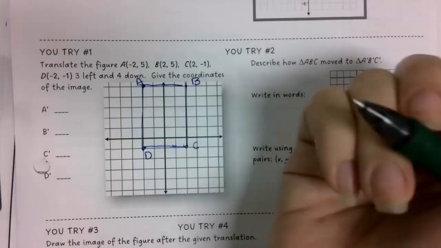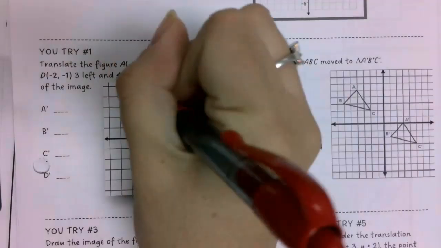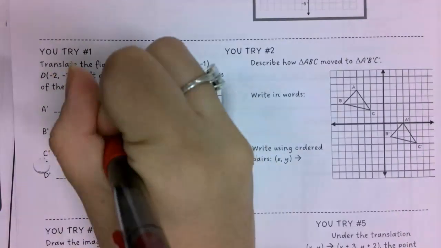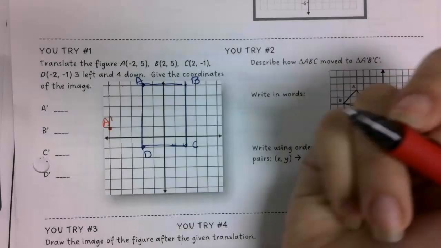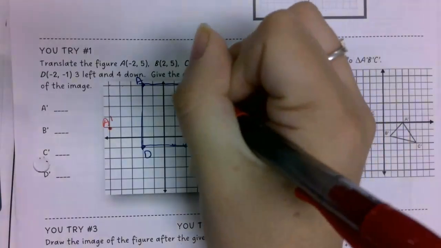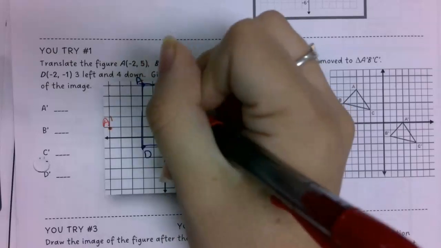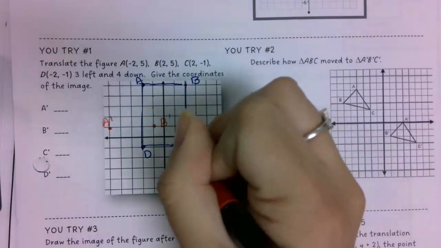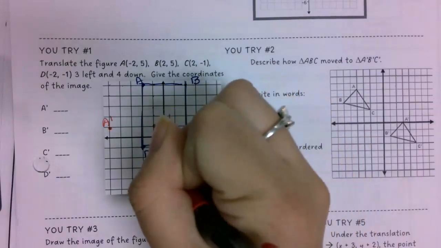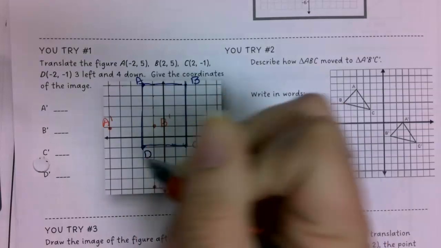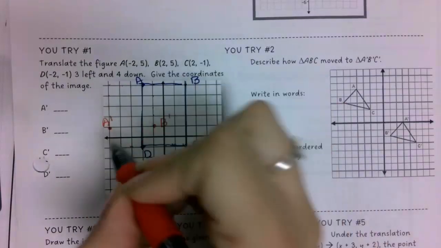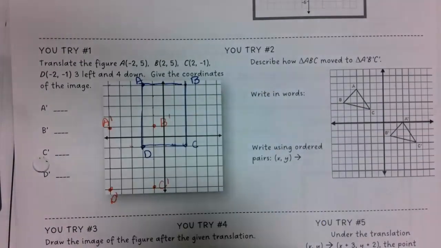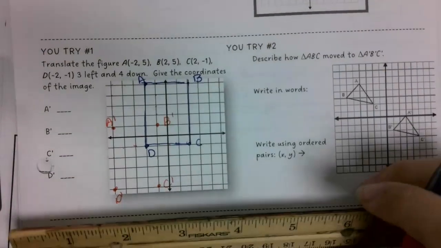Then it wants me to go 3 left and 4 down. So I'm going to go 1, 2, 3 left, and 1, 2, 3, 4 down. I'm going to go ahead and do that for all 4 of these points. Then I'm going to go ahead and connect my points again.